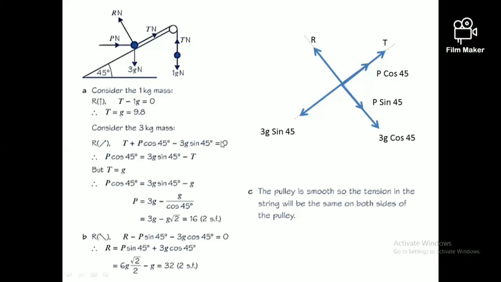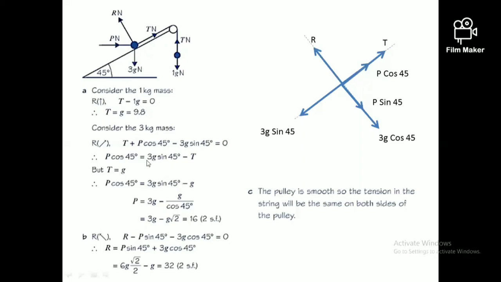Okay. Then I'll consider the forces along the plane on the 3 kilogram mass over here. So, what are the forces over here? T plus P cos 45 equals 3g sin 45. Or otherwise, you can say T plus P cos 45 minus 3g sin 45 equals 0. Then we can work with P cos 45 and 3g sin 45. We know the value for T. What is the value for T?